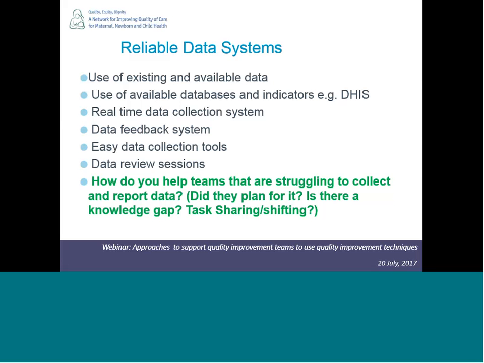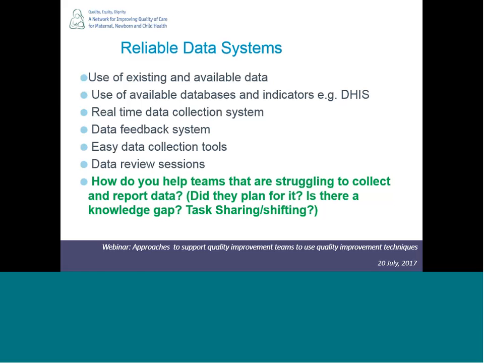And as you do QI, you also find that these things automatically start improving in terms of documentation in registers and all areas. So how do you help teams that are struggling to collect and report data? You have to find out, did they plan for it in the beginning when they began the improvement work? Did they make sure that they planned for it? Is it a knowledge gap?